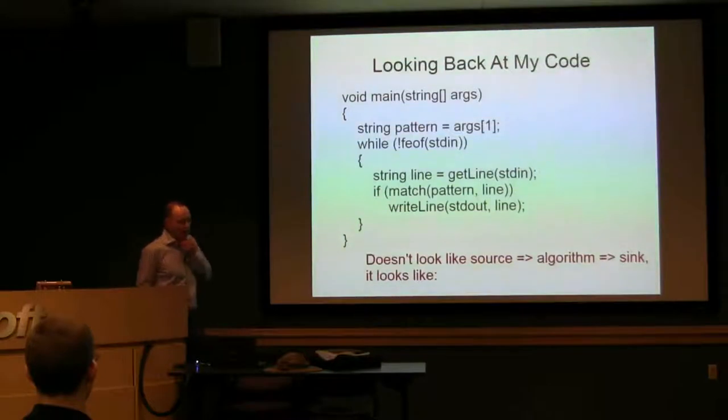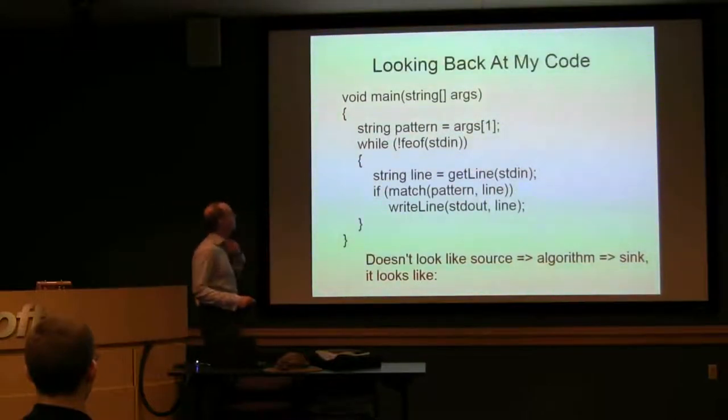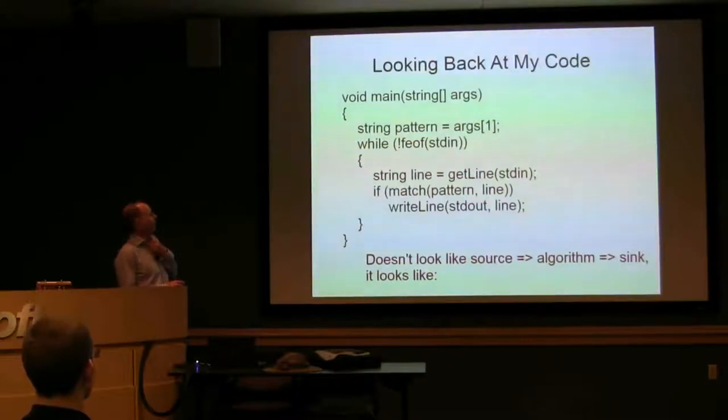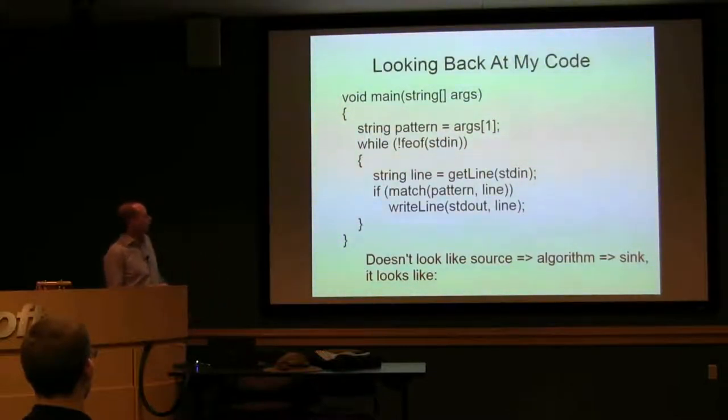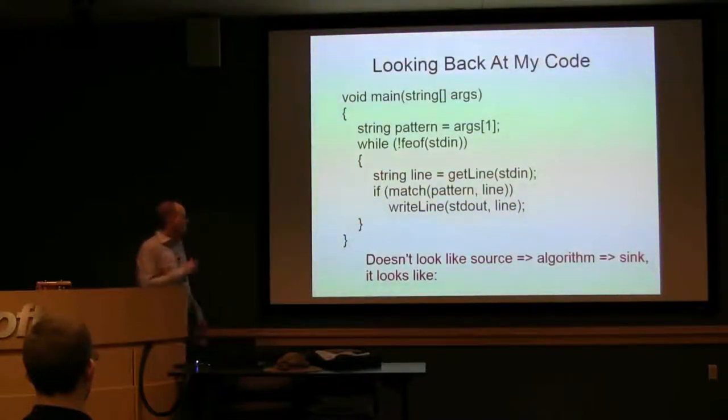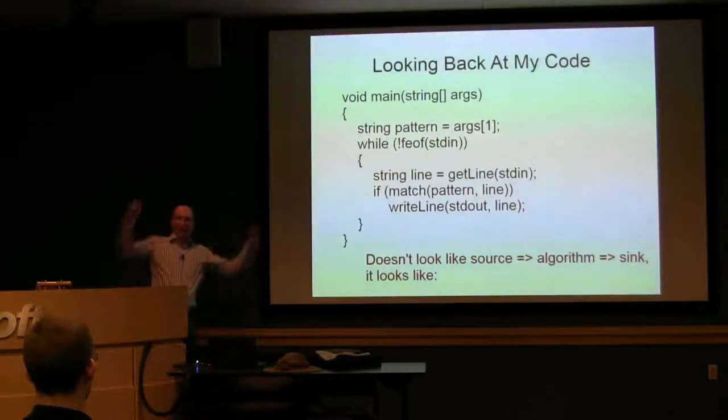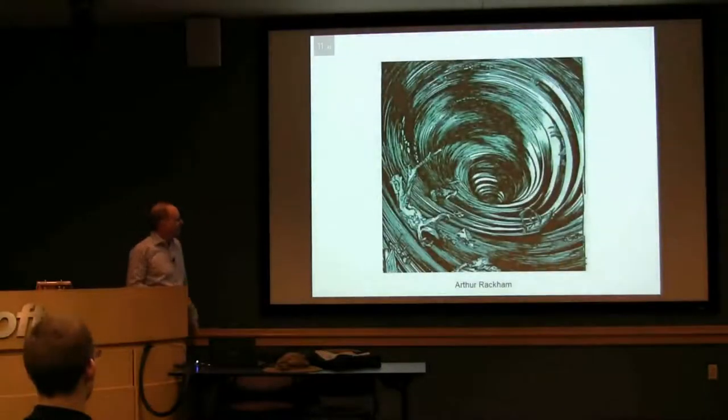So let's look back at a typical piece of code I write. I'm getting some arguments in as a string, and my first string is a pattern. While I'm not at the end of file, I read a line from standard in. If it matches my pattern, I write to the output. It's a perfectly reasonable piece of code, but it doesn't look like source, algorithm, sink, does it? Who writes code like this? I look at my code, it's all a bunch of loops like that. And what do loops look like?